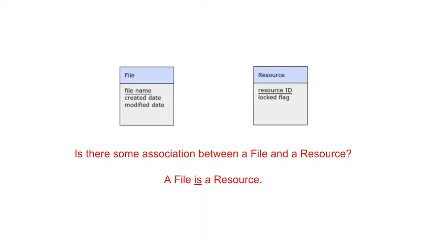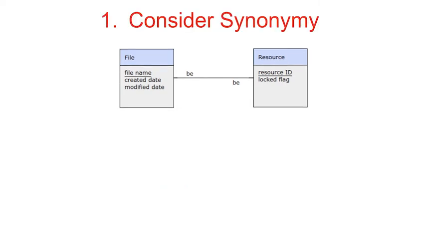Let's suppose we just ask the users if there's some association between a file and a resource. And their answer is, a file is a resource. We've just discovered a to-be relationship between file and resource. What do we do next? The first step is to consider synonymy.